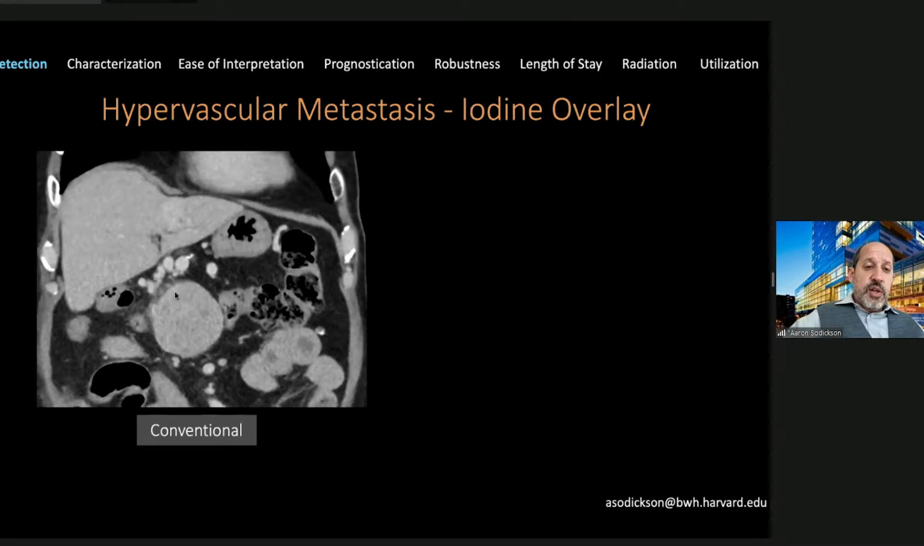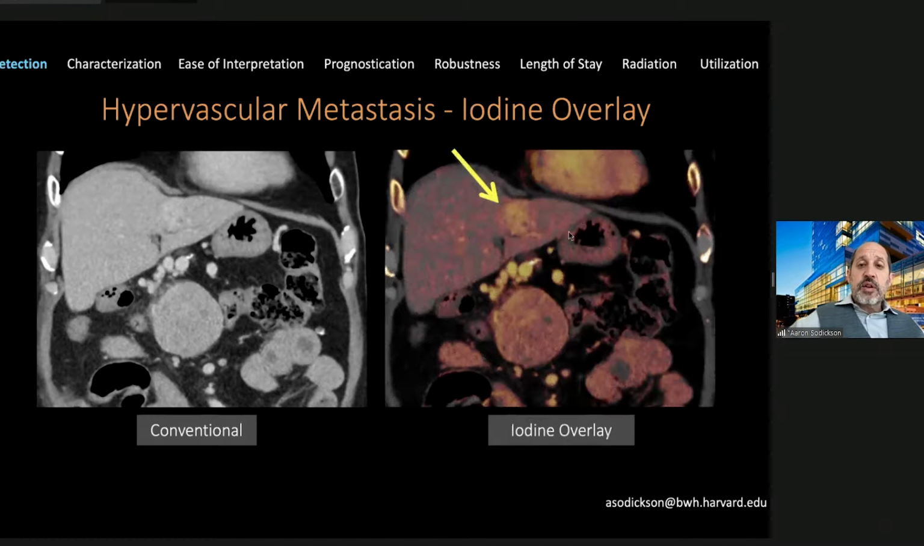Here is a patient who clearly has a large mass in the central abdomen. What's a little harder to see until we color code the iodine is this hypervascular metastasis in the liver. It's visible here, but it's more visible here because we're accentuating the iodine content with this color overlay.